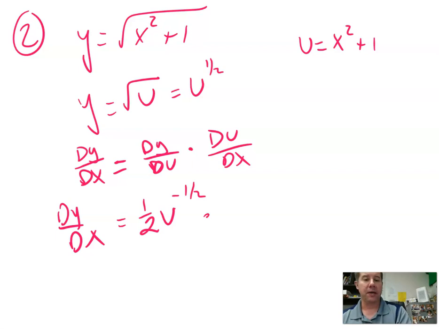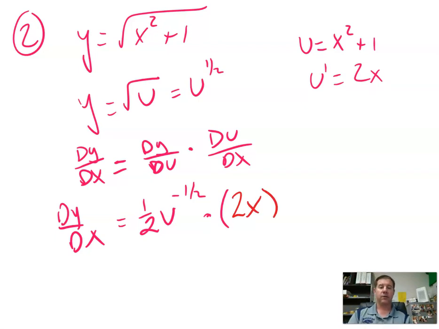And then I need to multiply this by the derivative of u with respect to x. The derivative of u with respect to x is 2x plus, not plus anything, the derivative of a constant is 0, so it's just 2x. So then down here I'm going to multiply it by the derivative of u with respect to x, 2x. To get my final answer, again, I need to plug in for u.